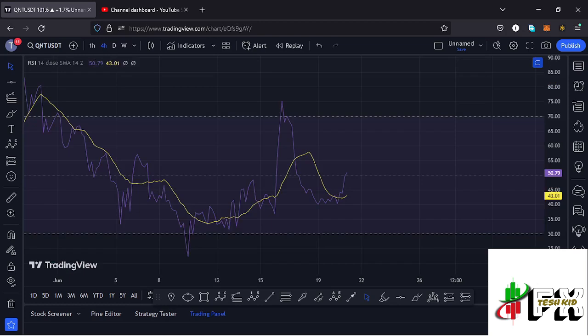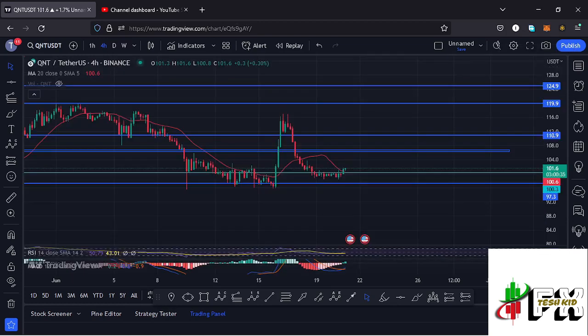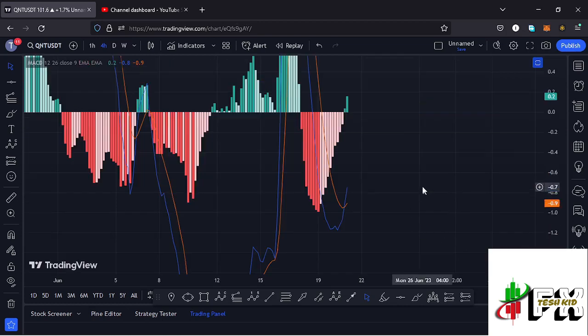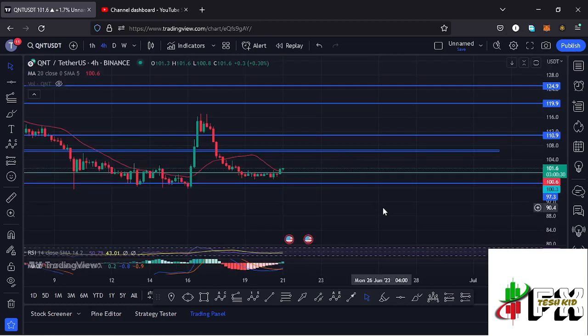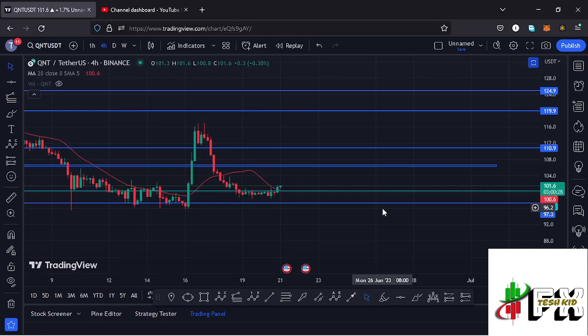On the indicators, on the RSI, we are trading at around the 50 mark. On the MACD, we have been able to print a bullish cross, fully supporting higher prices. So let's be patient and see how that plays out, and I'll be keeping you updated.